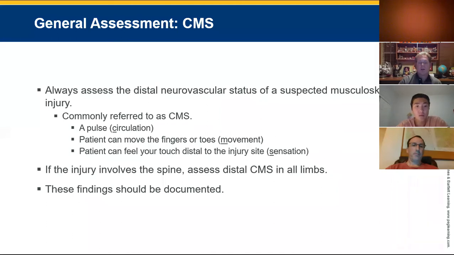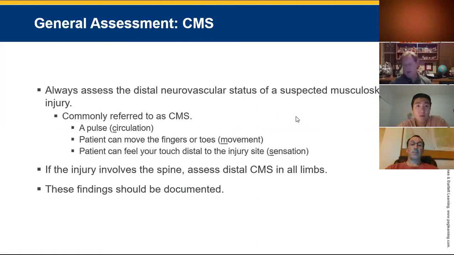So we talked about this before. You always want to check the distal status of your injury. So you want to check for a pulse, cap refill, right? Fingers and toes. Can you move your fingers and toes? And do you have a sense of touch? Can you feel me running my finger, or using a pen is a great thing too. If it involves the spine, always assess all of the limbs.